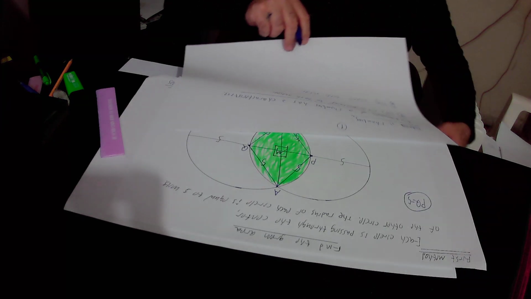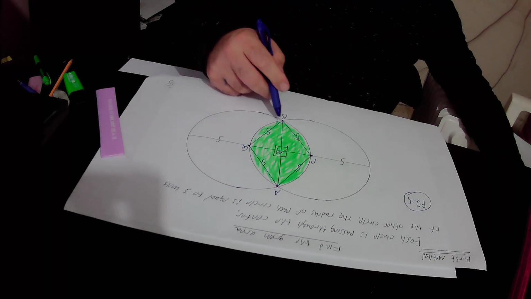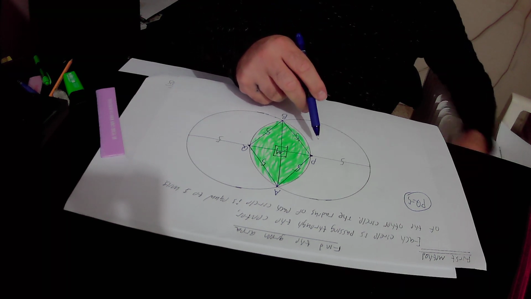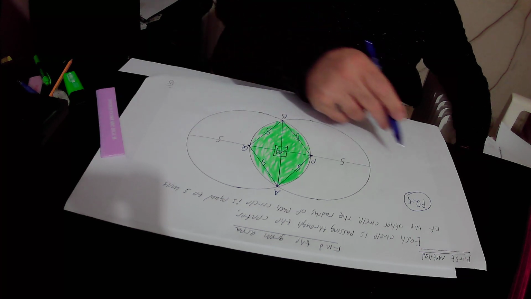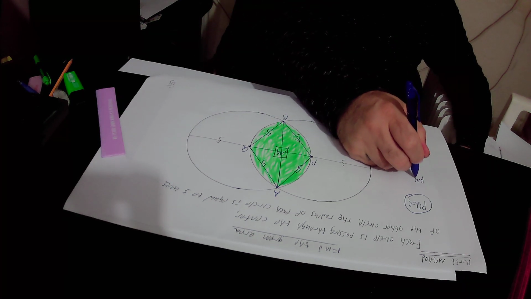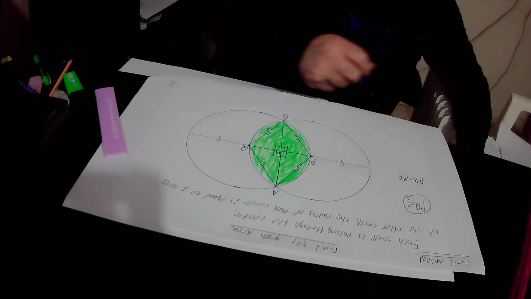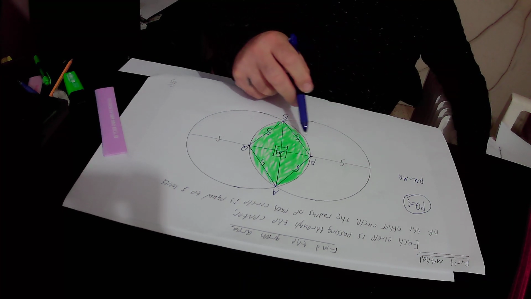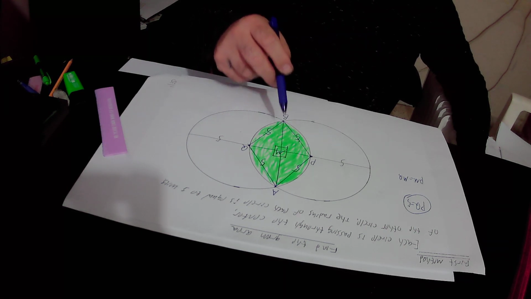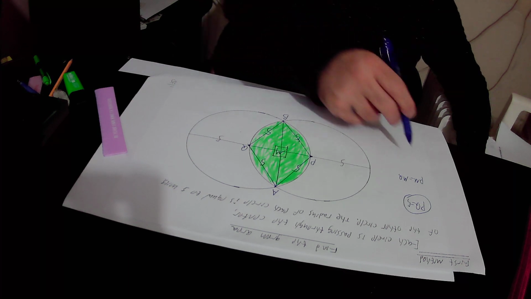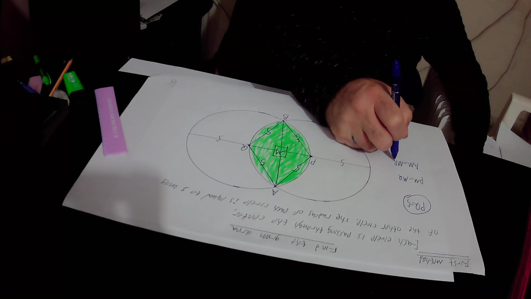So here the diagonal AB bisects diagonal PQ, that is to say PM equals MQ, and the diagonal PQ bisects diagonal AB, that is to say AM equals MB.